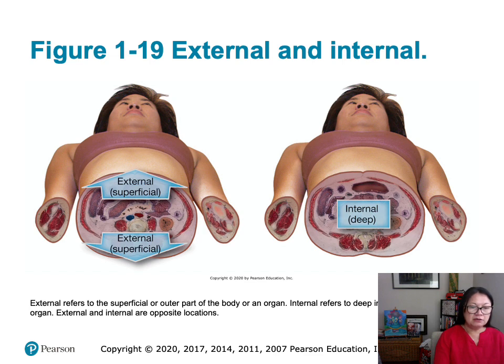Body directions and locations can also be described in terms of depth. Structures on the surface of the body are said to be superficial or external. Structures below the surface and inside the body are said to be deep or internal. So external and internal are opposite directions.